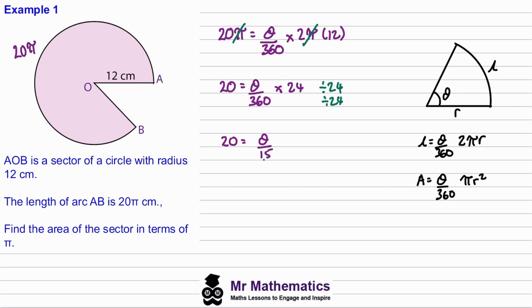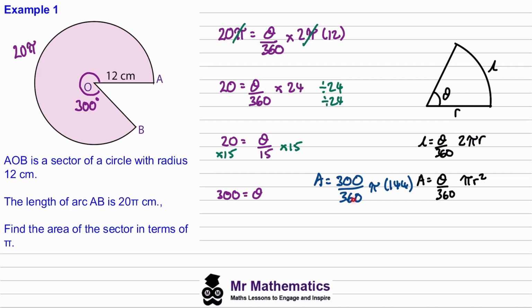And then we can move this 15 to the left-hand side. We'll multiply both sides by the 15. So 300 will equal theta. So we can see that this angle here is 300 degrees. Okay? And now we can work out the area. The area will be the angle 300 out of the entire circle 360 multiplied by pi and the radius squared, which is 144.